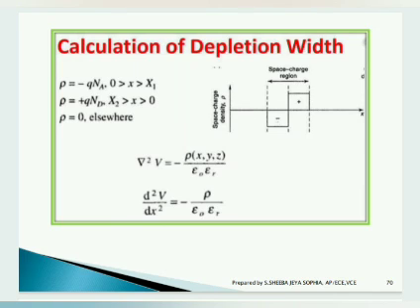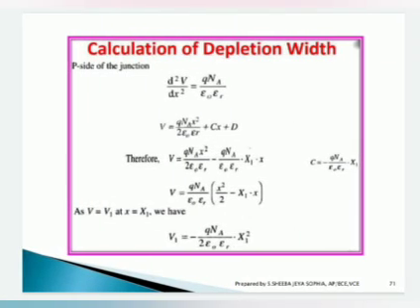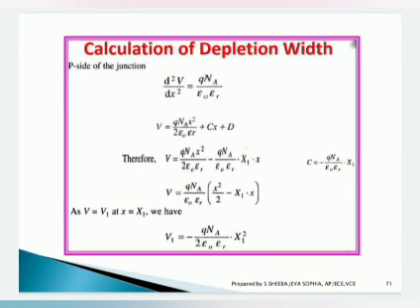Taking the formula, del square V is equal to minus rho divided by epsilon naught epsilon r. d square V by dx square is equal to minus rho divided by epsilon naught epsilon r is the formula we know. And we are substituting this individually for the p side region and the n side region. Substituting it for the p side region, we know the value of rho and we are substituting it here, and we are simplifying it.